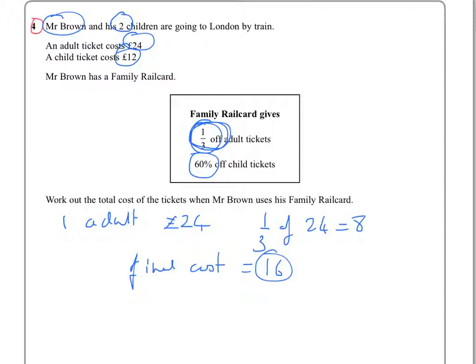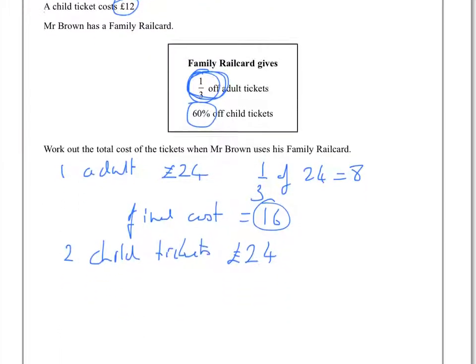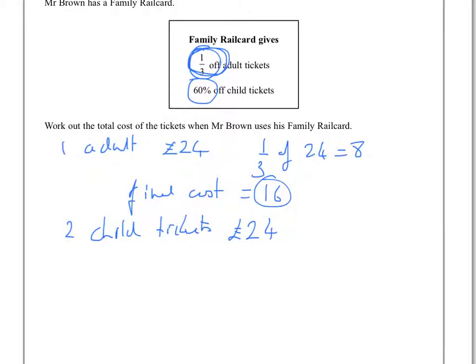We've then got 2 child tickets, so that's a total of £24 there, and it's 60% off, so we need to find 60% of 24, or well, let's do it this way. There's several ways to do this, but again, most people in this class do it this way. So 10% of 24 is 2.4, so 10% of £24 is £2.40.